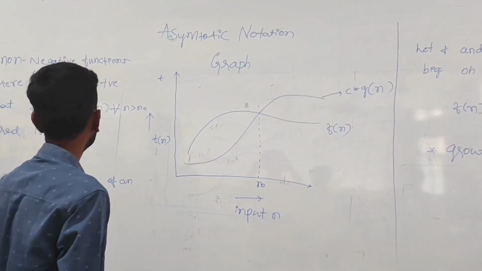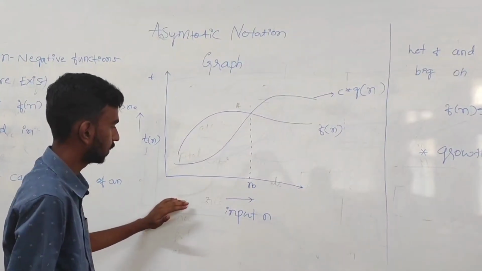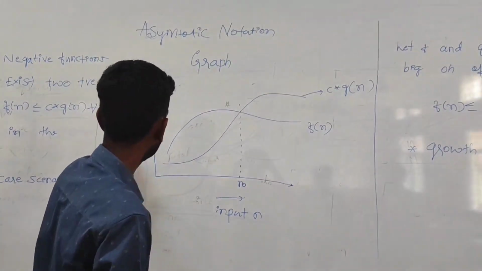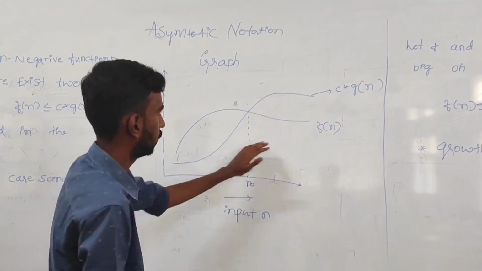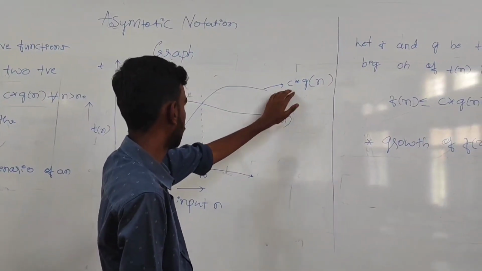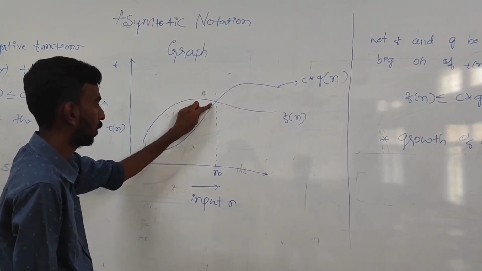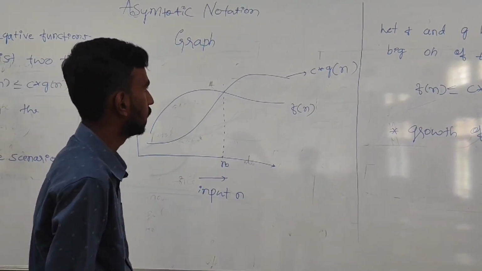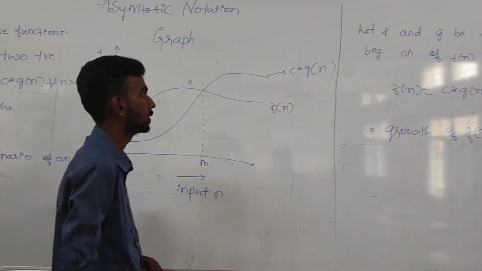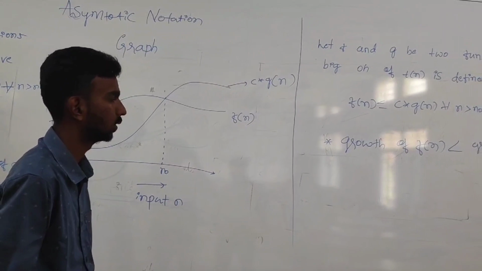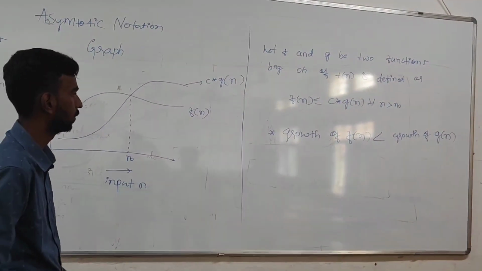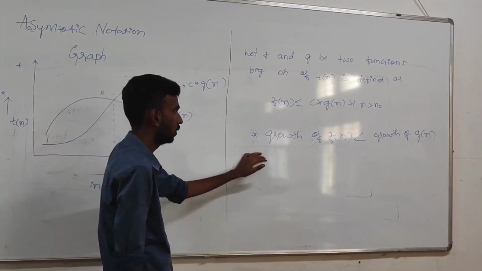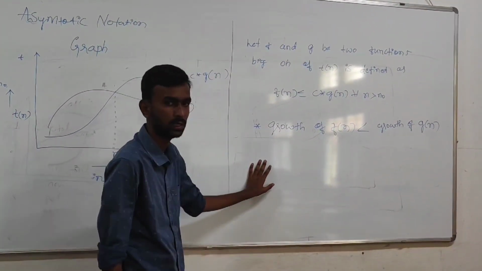The graph of big O notation: on the axes, here is input n and here T of n. If we consider the two lines f of n and c into g of n, they coincide at one point, which is named n naught. Here we can observe that c into g of n is the upper bound and f of n is lower than c into g of n. So by that we can conclude that the growth of f of n is less than the growth of g of n.